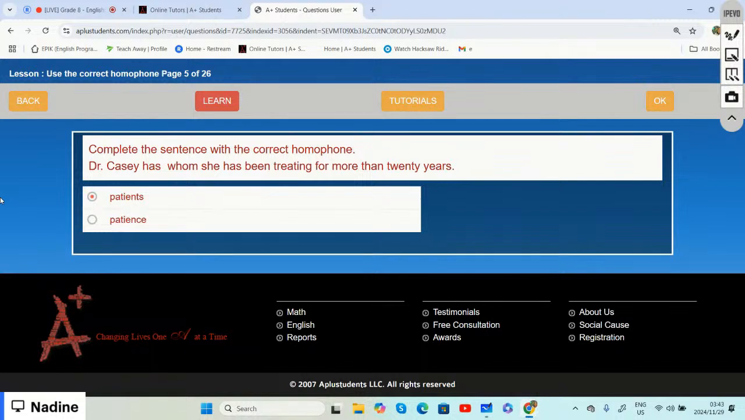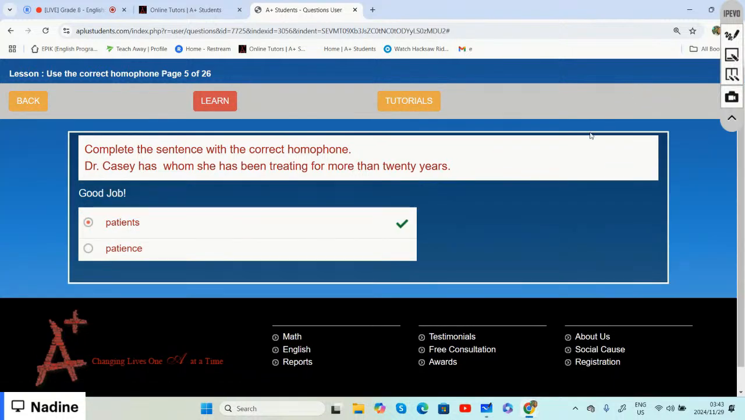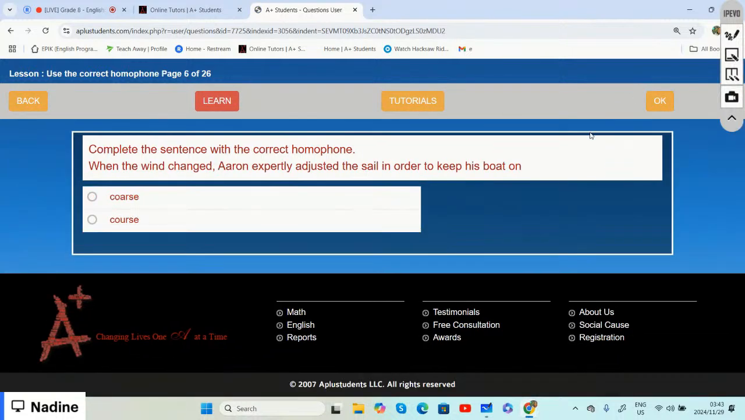And we can say Dr. Casey has patients whom she has been treating for more than 20 years. The other word, patience, is like saying, oh, you have patience, you're not in a hurry.